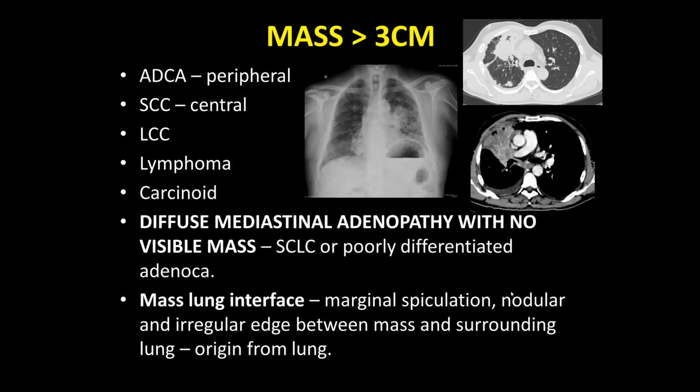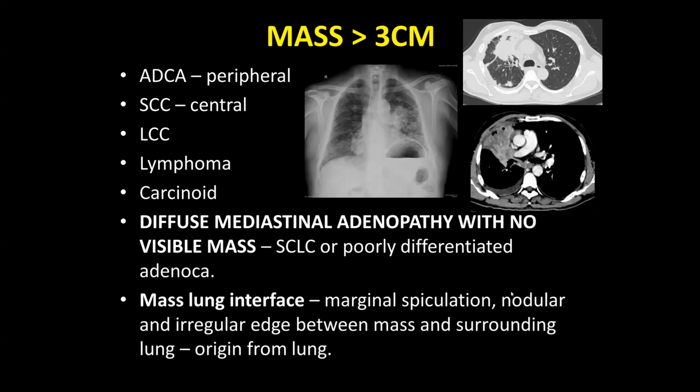Right. So mass is anything more than 3 centimeters. So what are the lesions which can present as a mass? After this it's going to be very easy, what you all know before, and it's just a quick revision of that. Okay, this adenocarcinoma is the main troubling part. So mass is anything which is more than 3 centimeters.